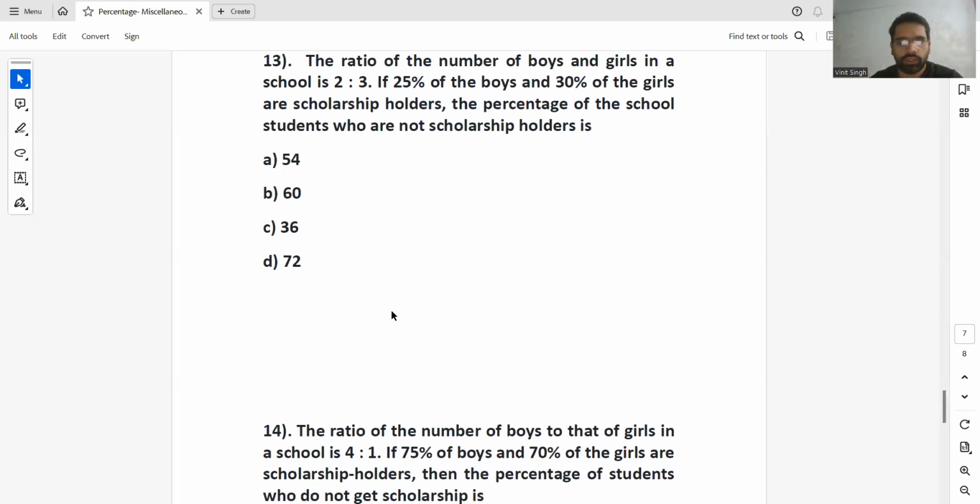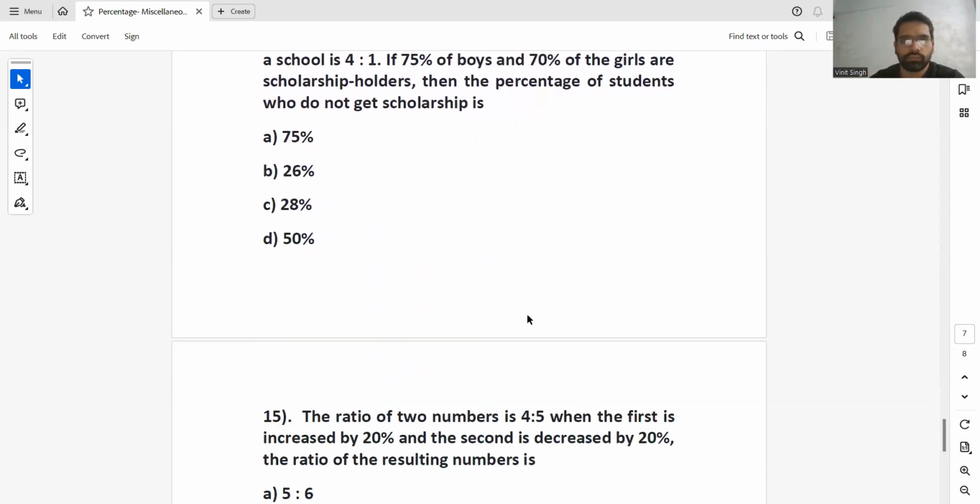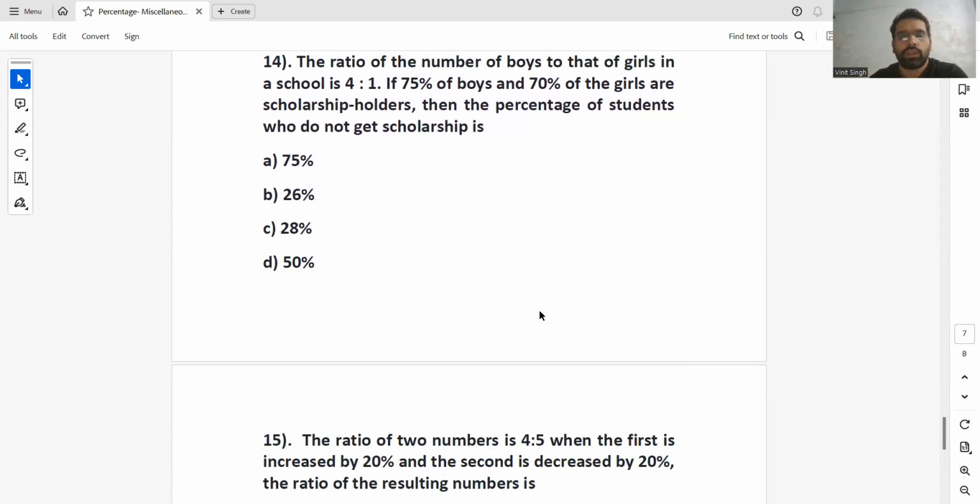Question number 40. The ratio of the number of boys to the girls in a school is 4:1. 75% of the boys and 70% of the girls are scholarship holders. Then the percentage of students who do not get scholarship is? Now the ratio of the number of boys to that of girls is 4:1. Boys is 40, girls is 10.